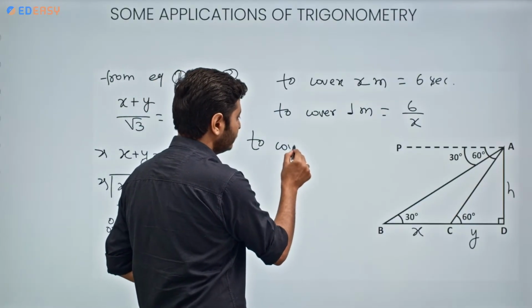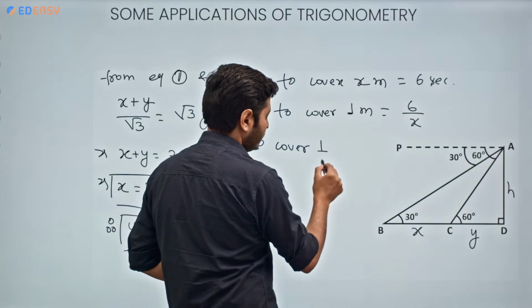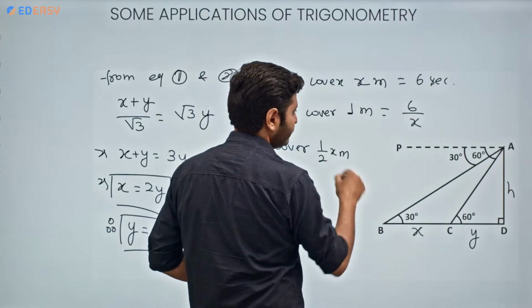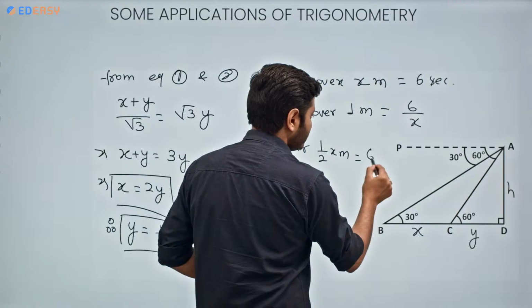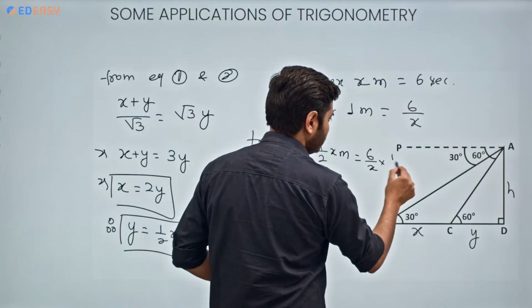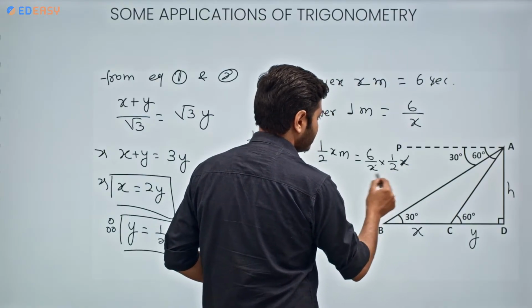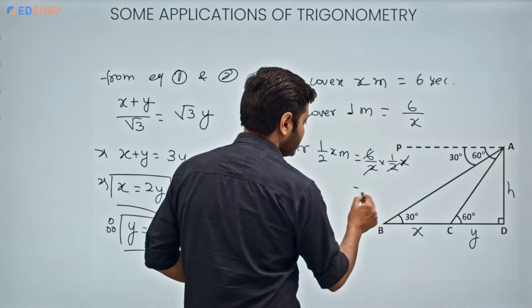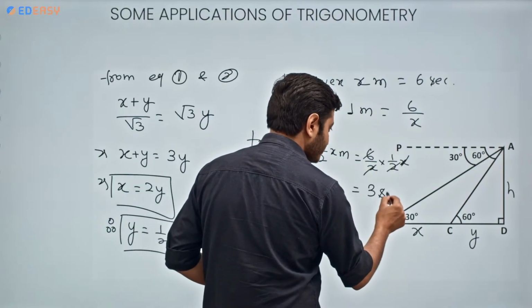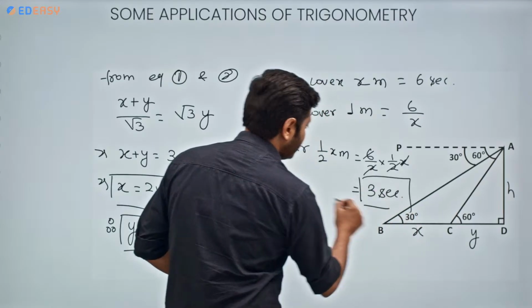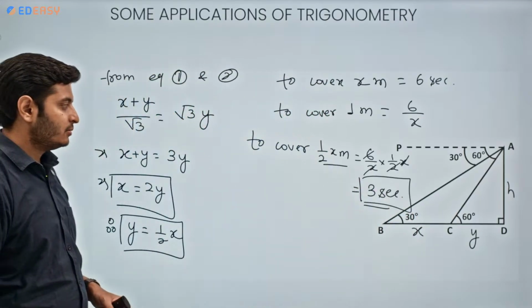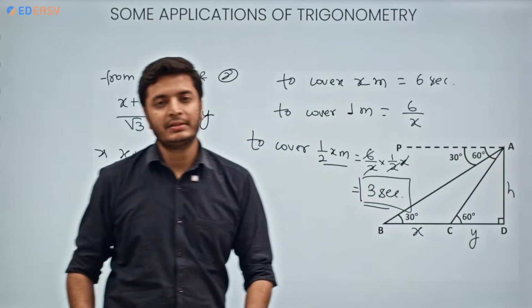To cover 1 by 2 of x meters, how much time will it take? 6 by x into 1 by 2 of x. X and x are going to cancel each other. 2 can cancel 6, so it will be 3 seconds. So to cover a distance of half of x meters, it is going to take 3 seconds.